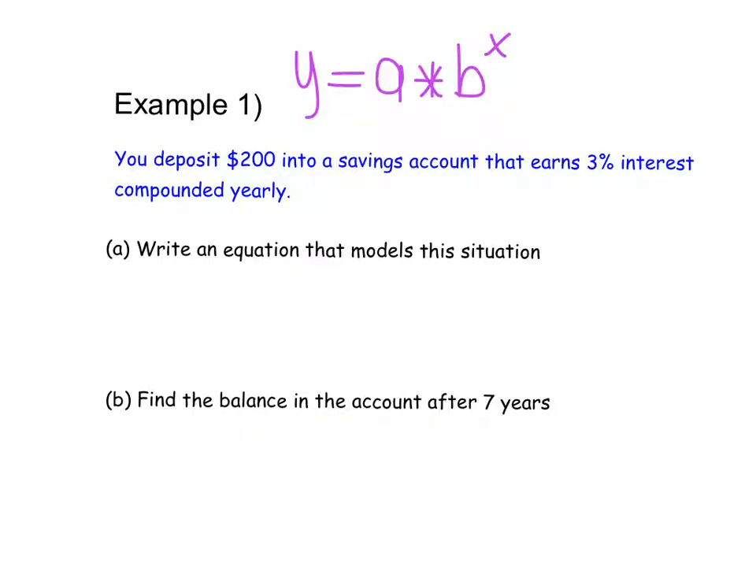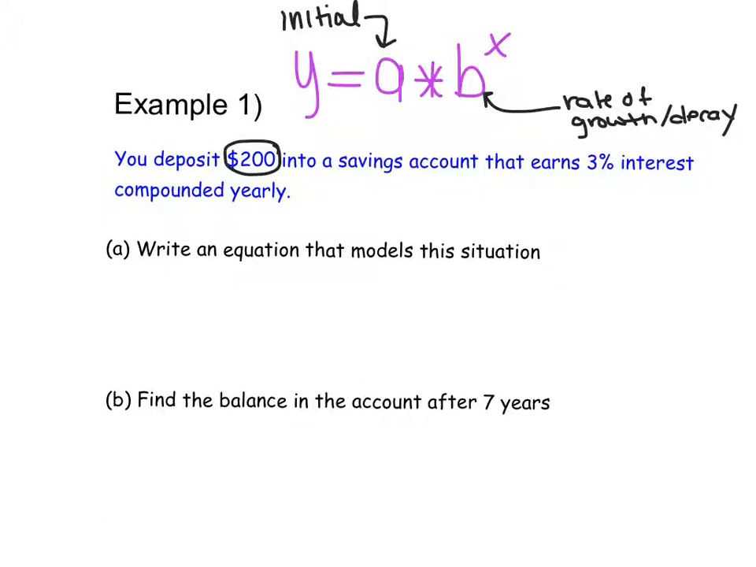So just a refresher as we tackle our first word problem together, our a value is still our y-intercept value, but this is also called our initial amount. And our b value is still our multiplier, but it's also going to be our rate of growth or decay. So as we read through this problem, it says you deposit $200 into a savings account that earns 3% interest compounded yearly. We're going to then write an equation that models this situation.